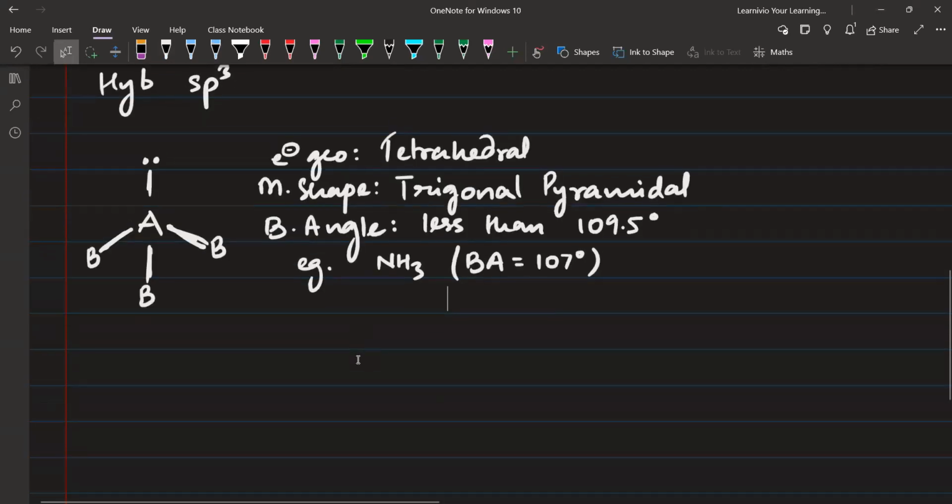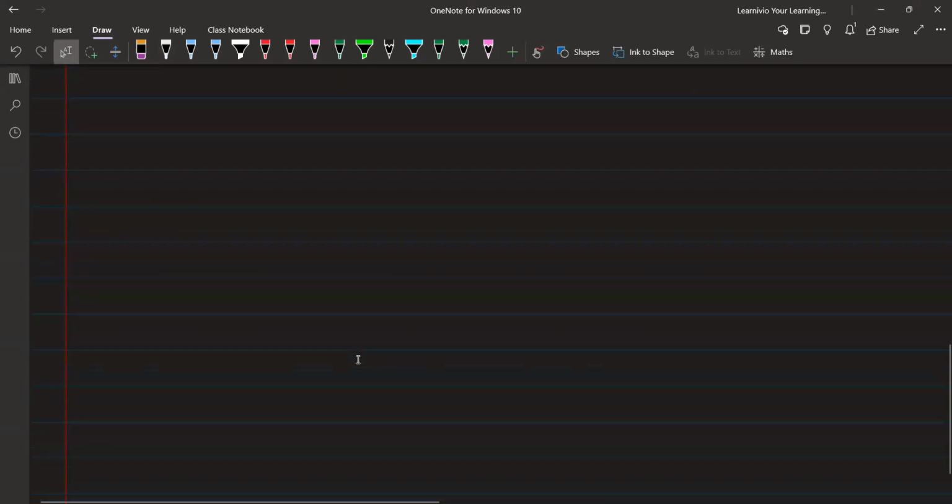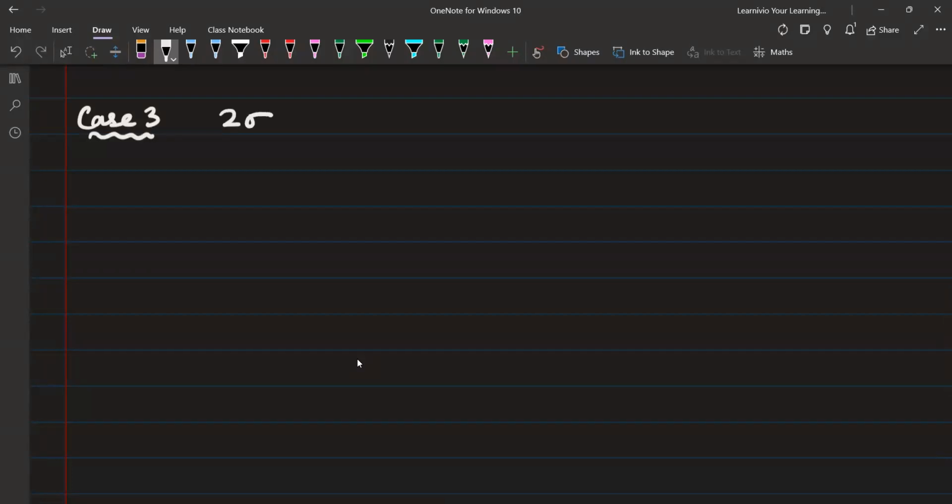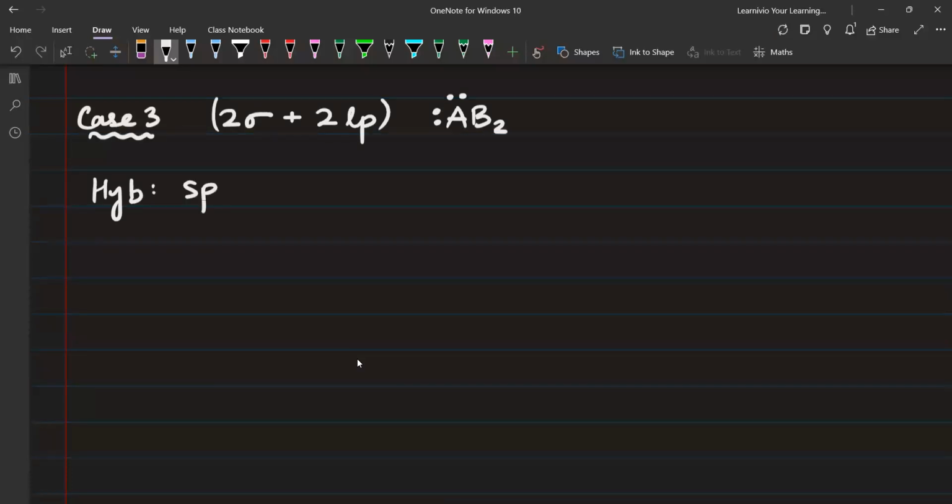Right, case 3. In case 3, we are going to take 2 sigma plus 2 lone pairs. So 2 plus 2, we are still at steric number 4. In this case, we will be having 2 surrounding atoms and there will be 2 lone pairs on the central atom. The hybridization is going to be still sp3 because we are still in the steric number 4 case. The electronic geometry is still going to be the same.